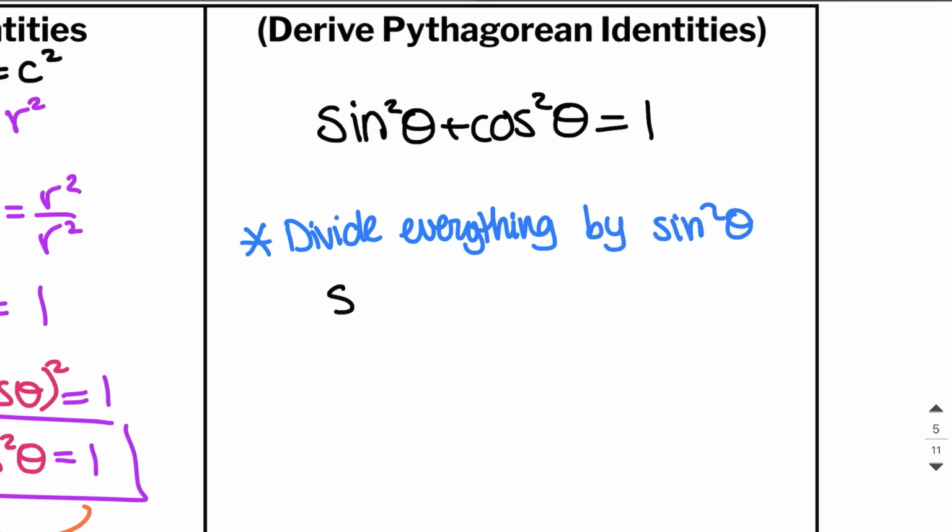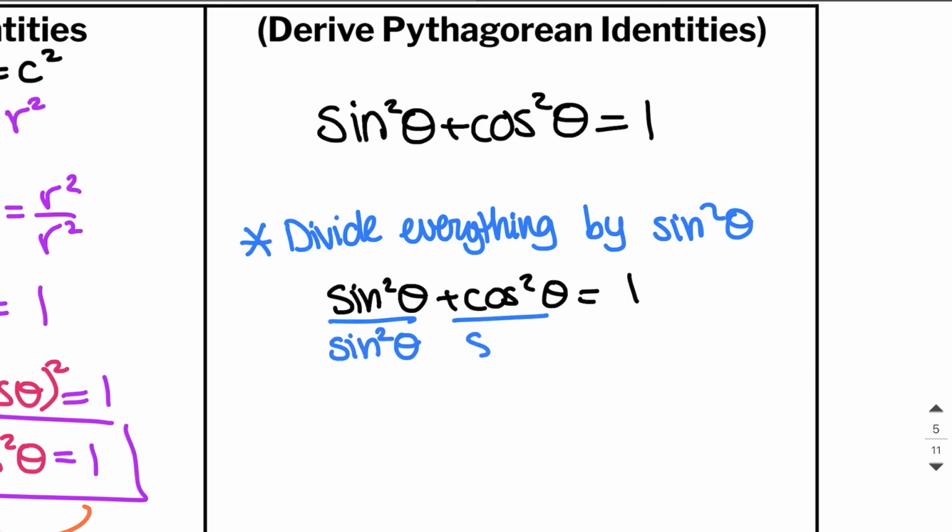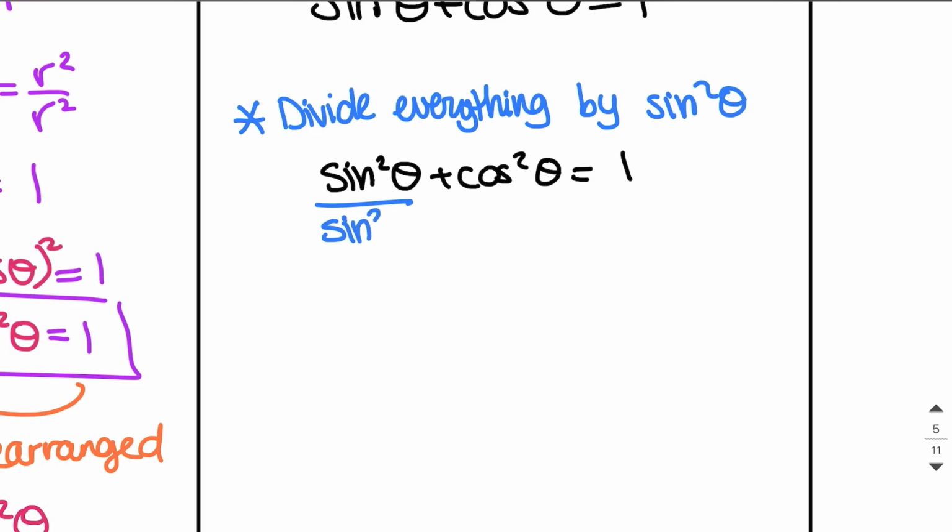So I've got sine squared theta plus cosine squared theta is equal to 1. All of these terms are going to be divided by sine squared theta. So I can go through and say that this is sine squared theta divided by sine squared theta, cosine squared theta divided by sine squared theta, and 1 divided by sine squared theta. Well, in this first expression, we know that anything divided by itself is just going to be 1. So sine squared theta divided by sine squared theta is just simply 1.